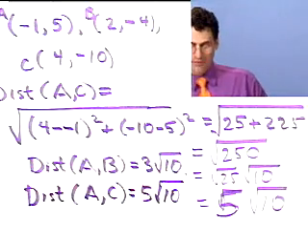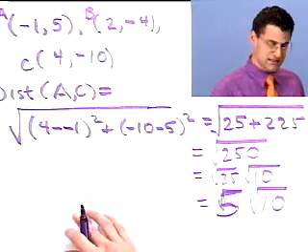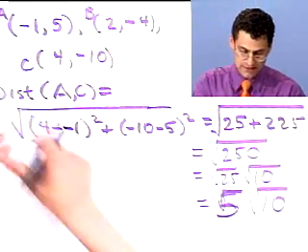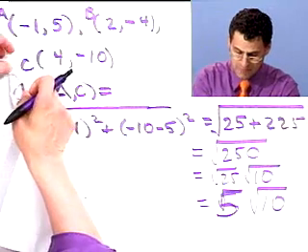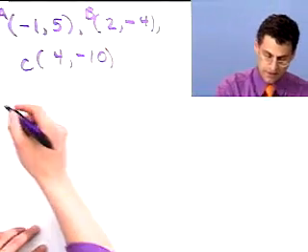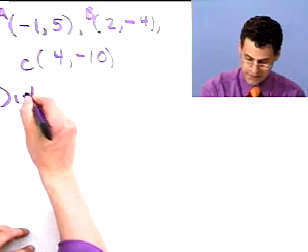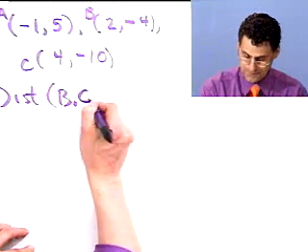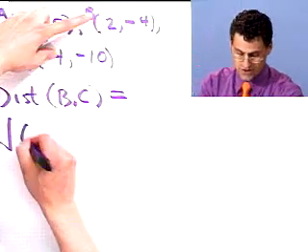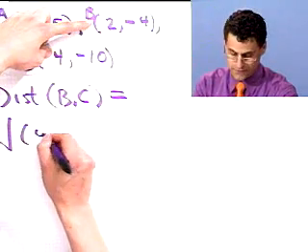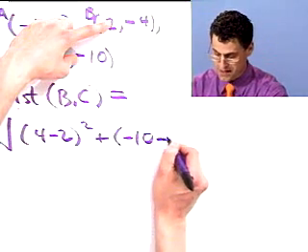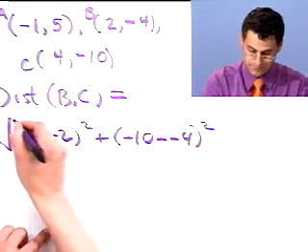Okay, this is actually a pretty involved problem, because now I've got to compute one last distance. I've now got to compute the distance between B and C. So let's do that right now and see how that goes. Remember, all I'm after here is seeing if two of them add up to the third one. So now let's compute the distance between B and C. That equals the square root of, well, I take the change in x, so that's 4 minus 2 squared, plus the y's, minus 10 minus 4 squared.